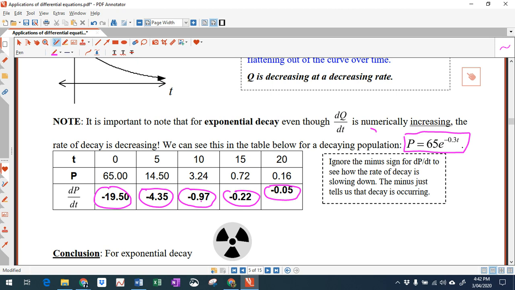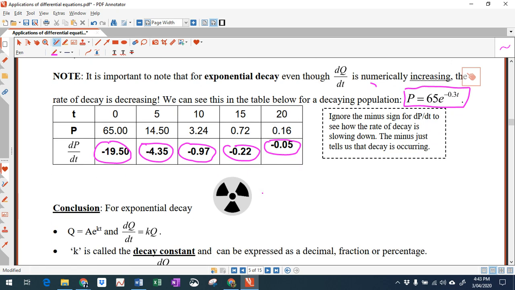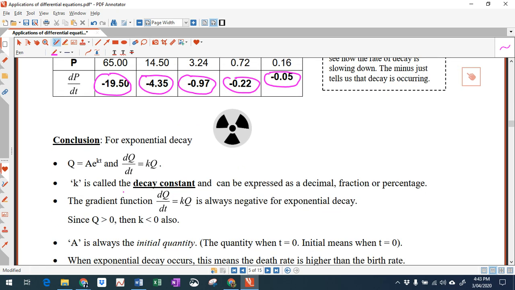Even though numerically we're increasing, if you look at this from an absolute value point of view, the size of the rate of change is slowing down, isn't it? So at t equals 20, the rate of change is almost 0. That's something to be aware of. For exponential decay, we've got the same equation, and the differential equation is the same. The difference is that k is less than 0 for exponential decay.